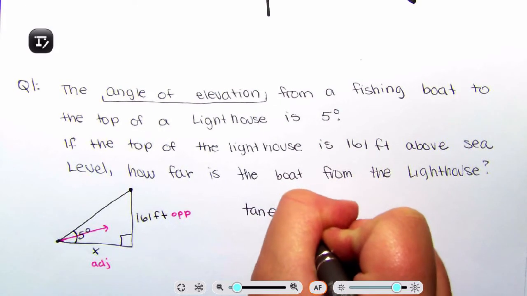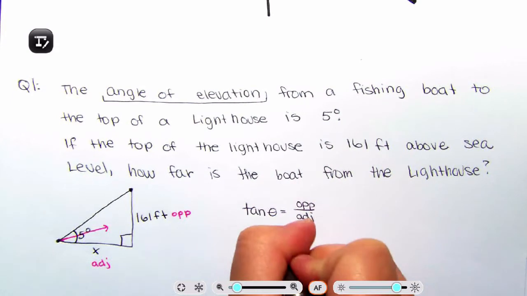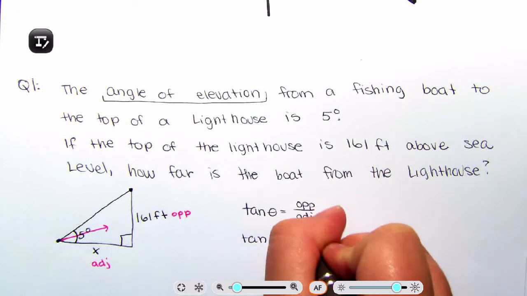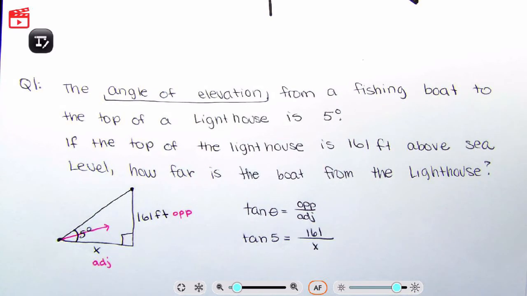SOHCAHTOA. So that means I have tangent of, what's my angle? My angle is 5 degrees. Opposite is 161 feet over adjacent. That is my x feet. So it's very similar to the previous question we just did. We want to get x by itself.